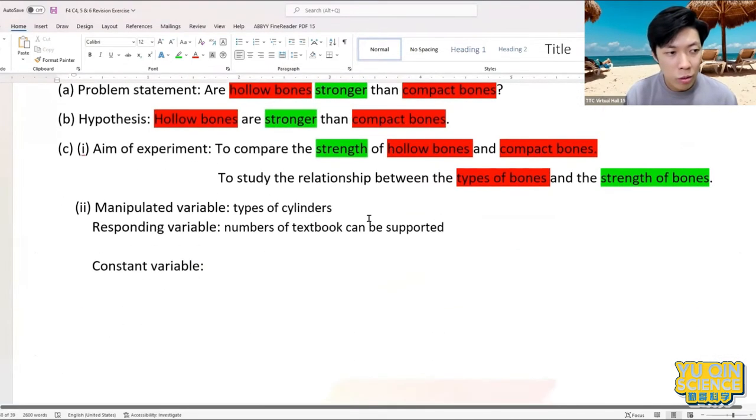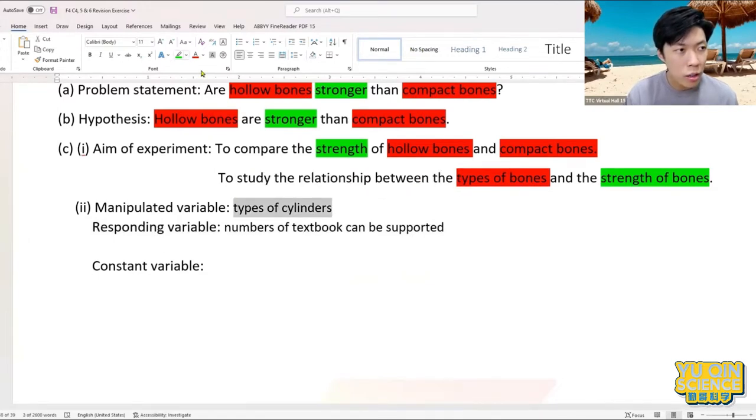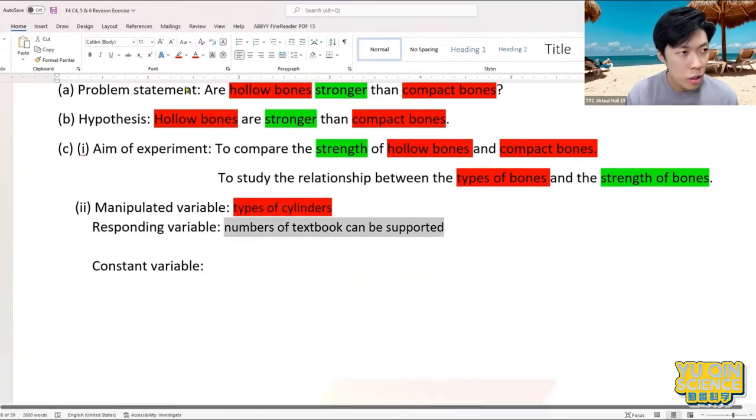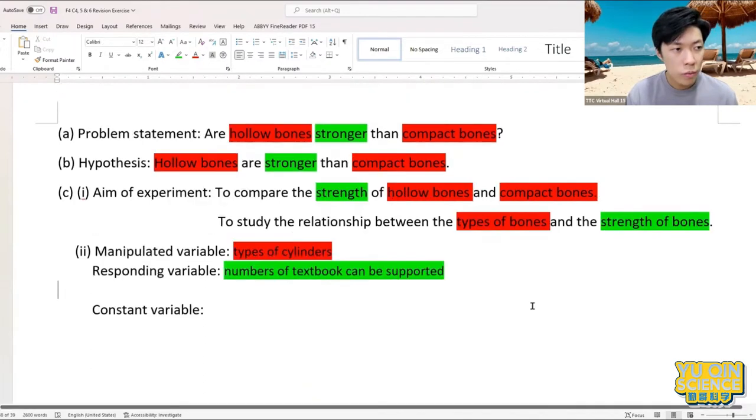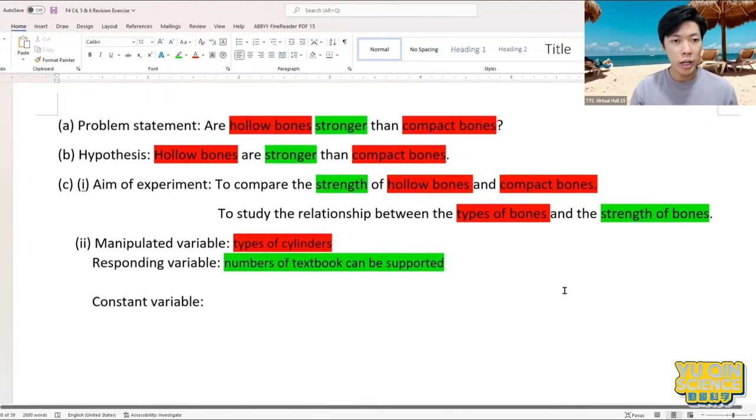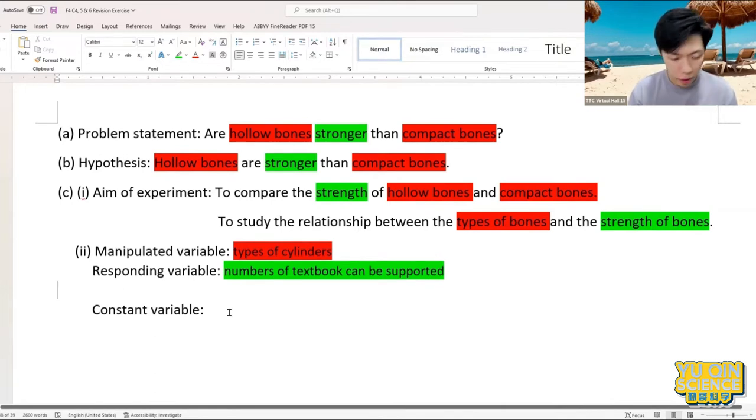Okay, so there you go, everybody. This is red color. This is green color. Is that very annoying to your eyes? Never mind. I think you guys are okay, right? Okay, there you go, everybody. Oh, how about my constant variable?